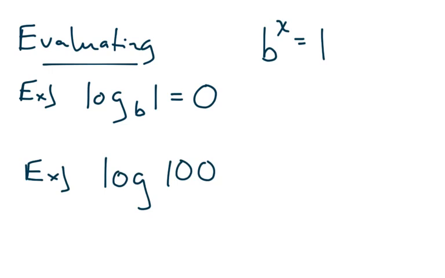And how about the log of 100? Yes, the log of 100. What happened to the base? Is it just any base? Well, no, it's not. You see, when the base is not written, we call this the common log. And the common log is assumed to have a base 10.